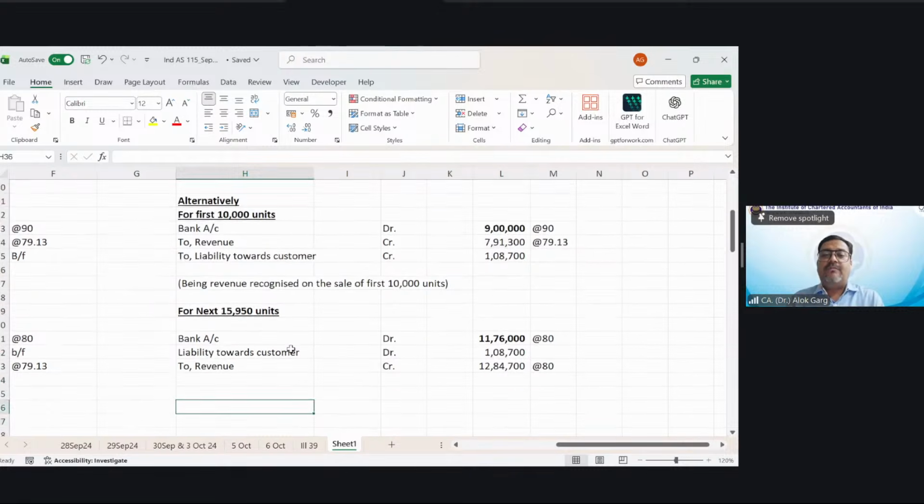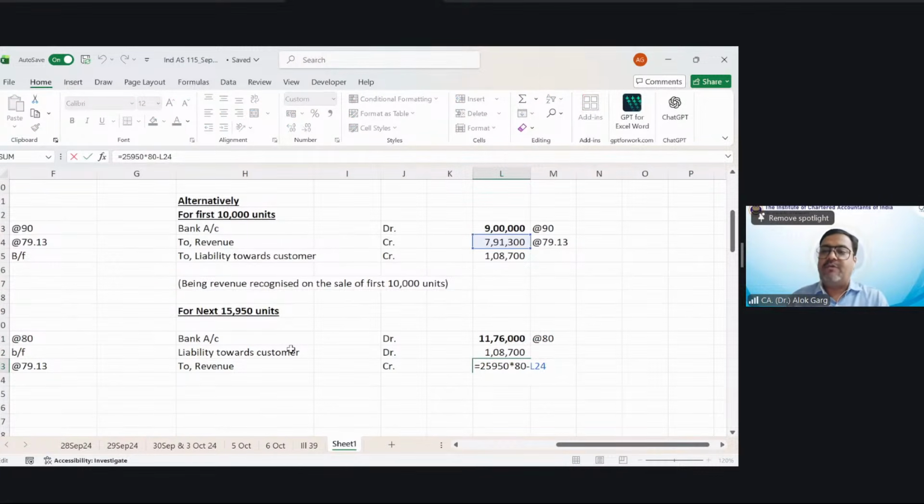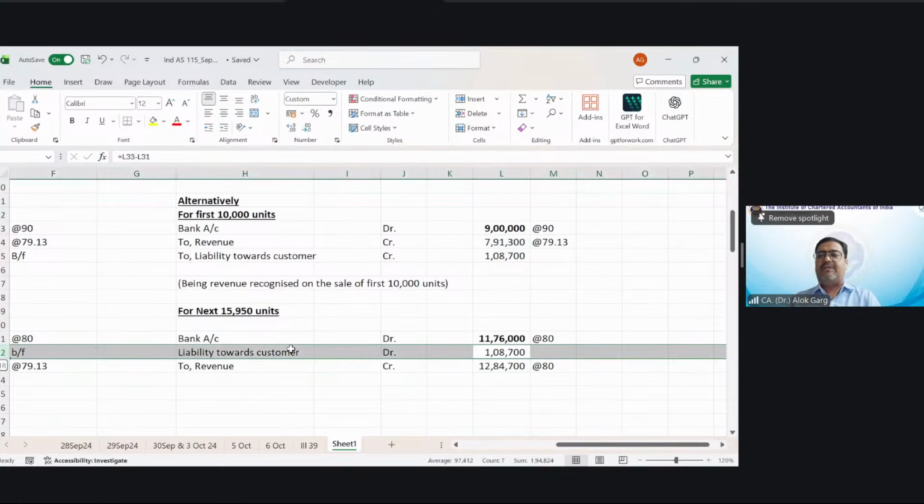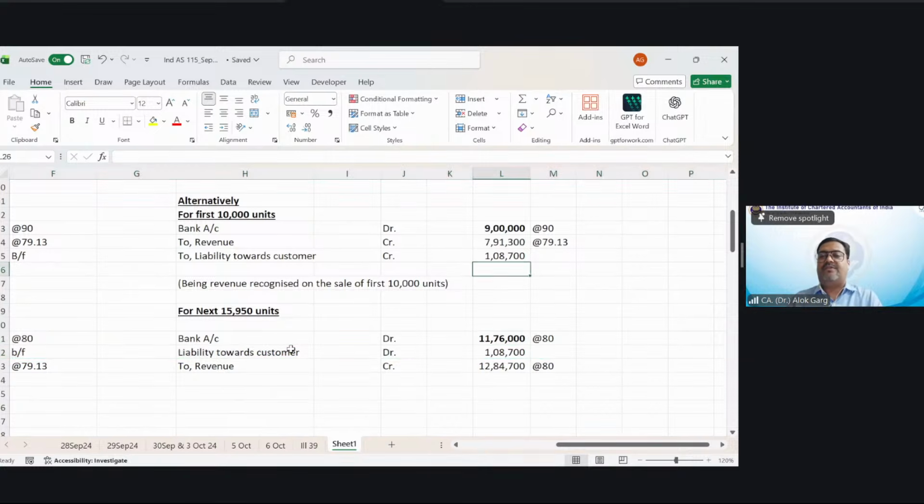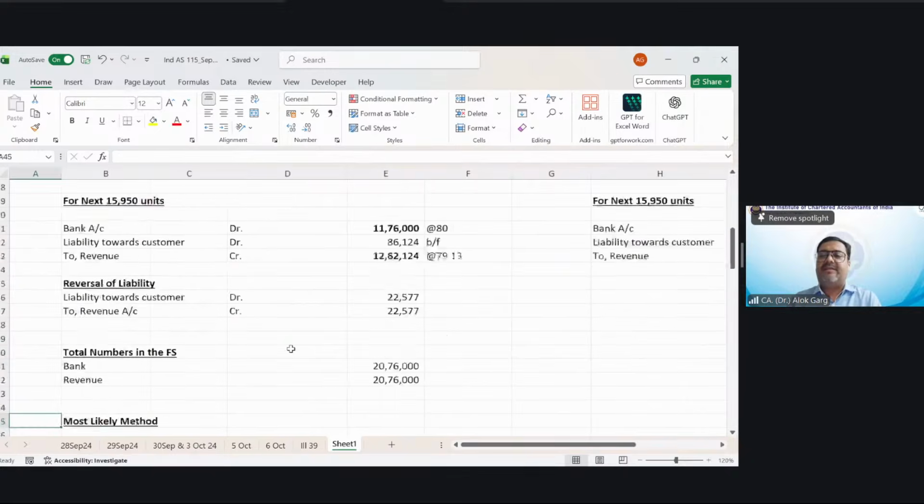Now what you can do, your bank account debit is what? 25,950 multiplied by 80 minus 9 lakh, right? Revenue has to be recognized at 80, let's say. Total amount 25,950 multiplied by 80 minus whatever value you have recognized earlier as revenue. The differential you will find as a liability towards customer. This has been debited. This is what you can also pass as an entry.